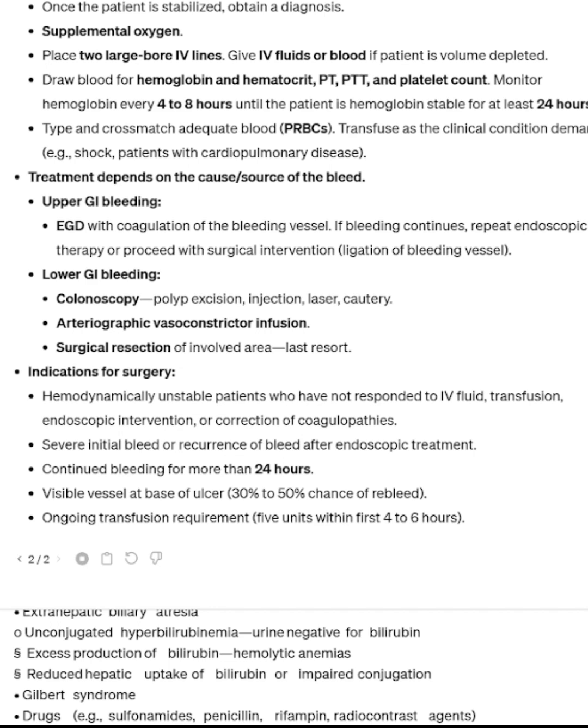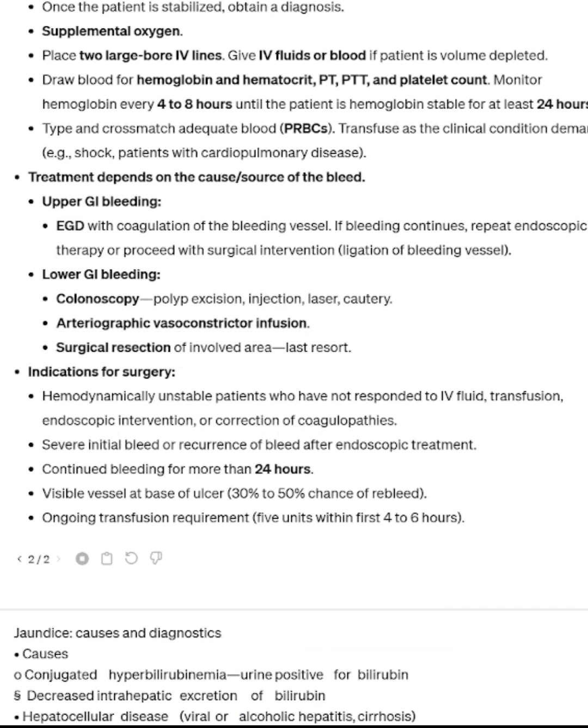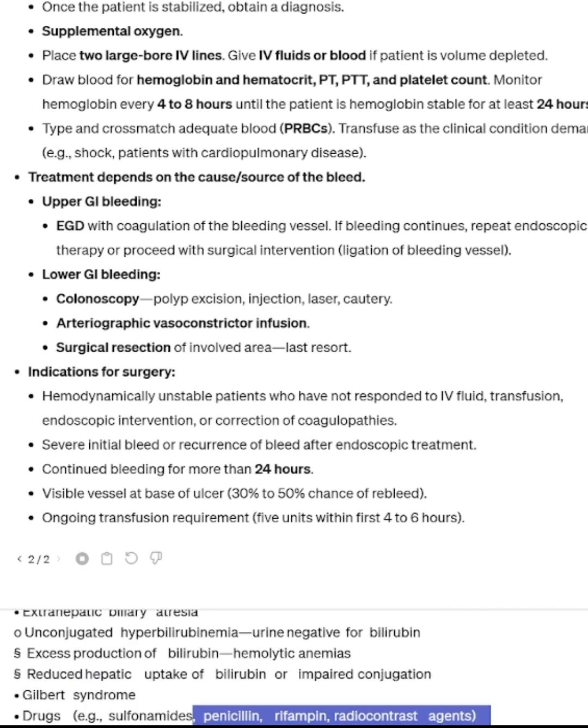Indications for surgery: hemodynamically unstable patients who have not responded to IV fluid, transfusion, endoscopic intervention, or correction of coagulopathies. Severe initial bleed or recurrence of bleed after endoscopic treatment. Continued bleeding for more than 24 hours. Visible vessel at base of ulcer, 30 to 50% chance of rebleed. Ongoing transfusion requirement, 5 units within first 4 to 6 hours.